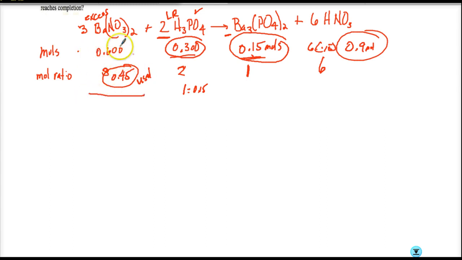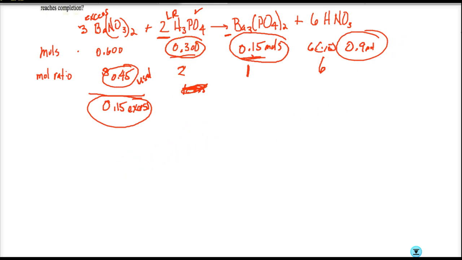How much do I have left over? You just subtract it. So 0.6 minus the 0.45, I'm going to have this 0.15 excess. That's left over. Okay, that's going to be left in my pot.